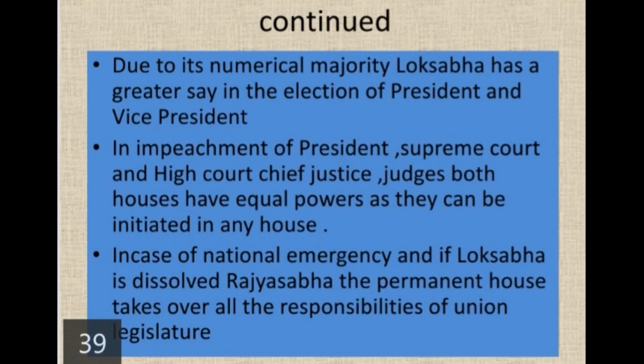In case of a national emergency, and if Lok Sabha is dissolved, Rajya Sabha, the permanent house, takes over all the responsibilities of the Union Legislature. For example, consider that a national emergency has been declared by a government in Lok Sabha. Now what happens? After the declaration of national emergency, if the government gets dissolved, then the Rajya Sabha, which is the permanent house, will take up all the responsibility of the union legislature.